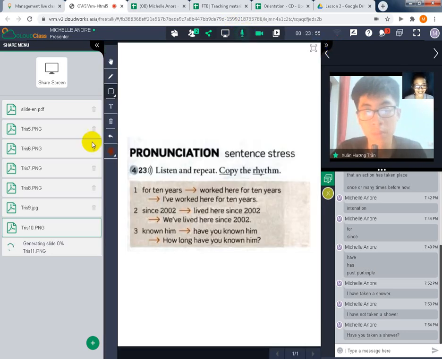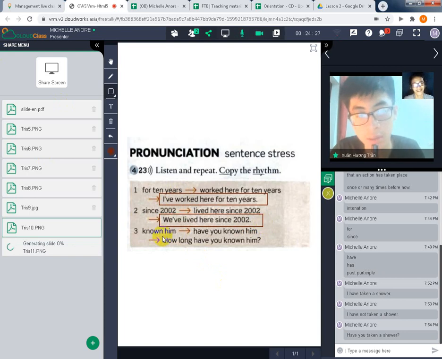Okay, Tris, so let's copy the rhythm. Yes, so let's have the first one. Read the complete sentence. Yes. Okay. I've worked here for 10 years. Wow, okay, sounds great. So can you say worked? Worked. Okay, next one. We've lived here since 2002. Okay, very well said. The last line. How long have you known him?